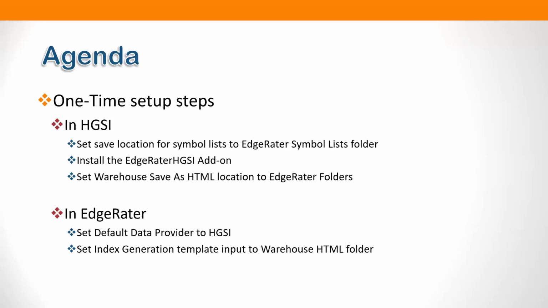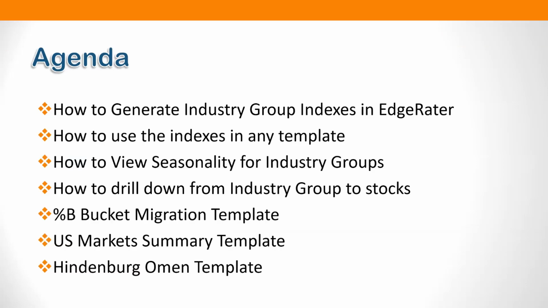So the agenda today is I'll talk about how to generate the industry group indexes in EdgeRater. I will talk about how to and show how to use those industry group indexes in any of the templates that have a symbol list as an input. You can use industry group indexes in those templates.